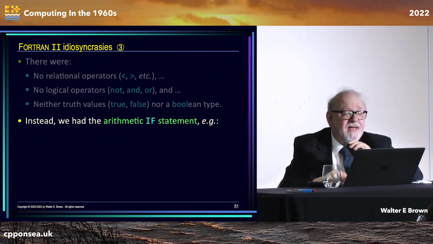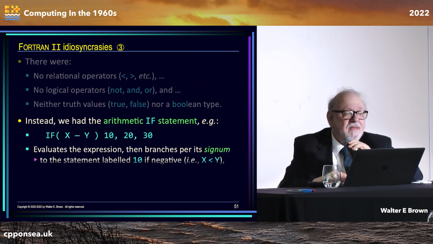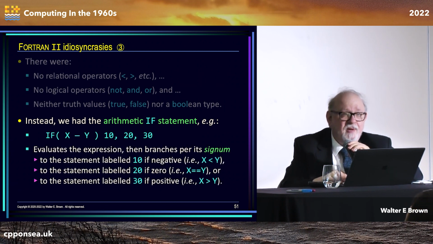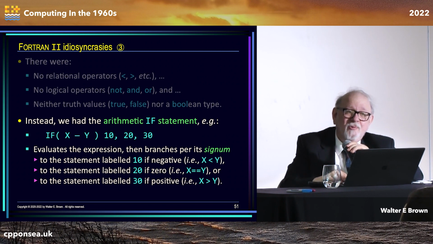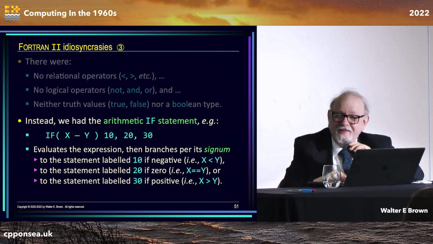What we did instead was make use of the so-called arithmetic if statement. Here's an example. If (x minus y) 10, 20, 30, which does the following. Let's evaluate the expression, in this case x minus y, and then look at the signum of the result. We always pronounced it signum because sign was ambiguous. Maybe that was the trig function. So we always refer to it as the signum, the Latin word for sign.